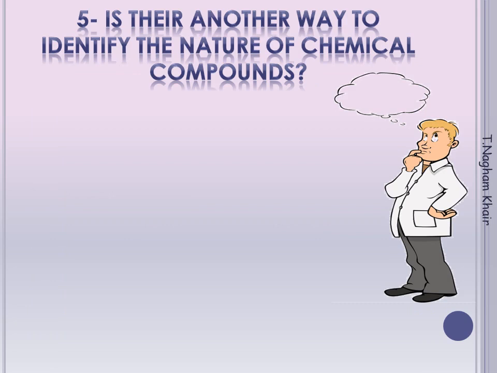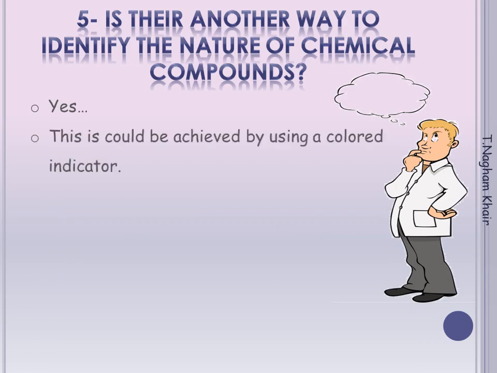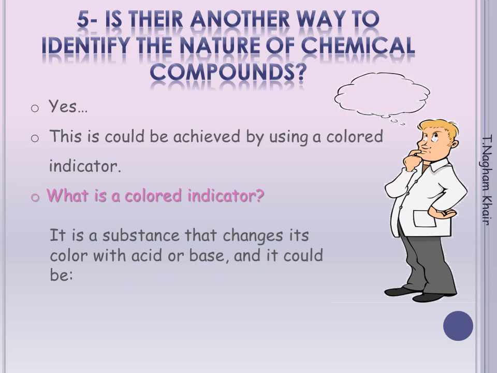Is there another way to identify the nature of chemical compounds? Yes. This could be achieved by using a colored indicator. What is a color indicator? It is a substance that changes its color with acid or base, and it could be of two types.